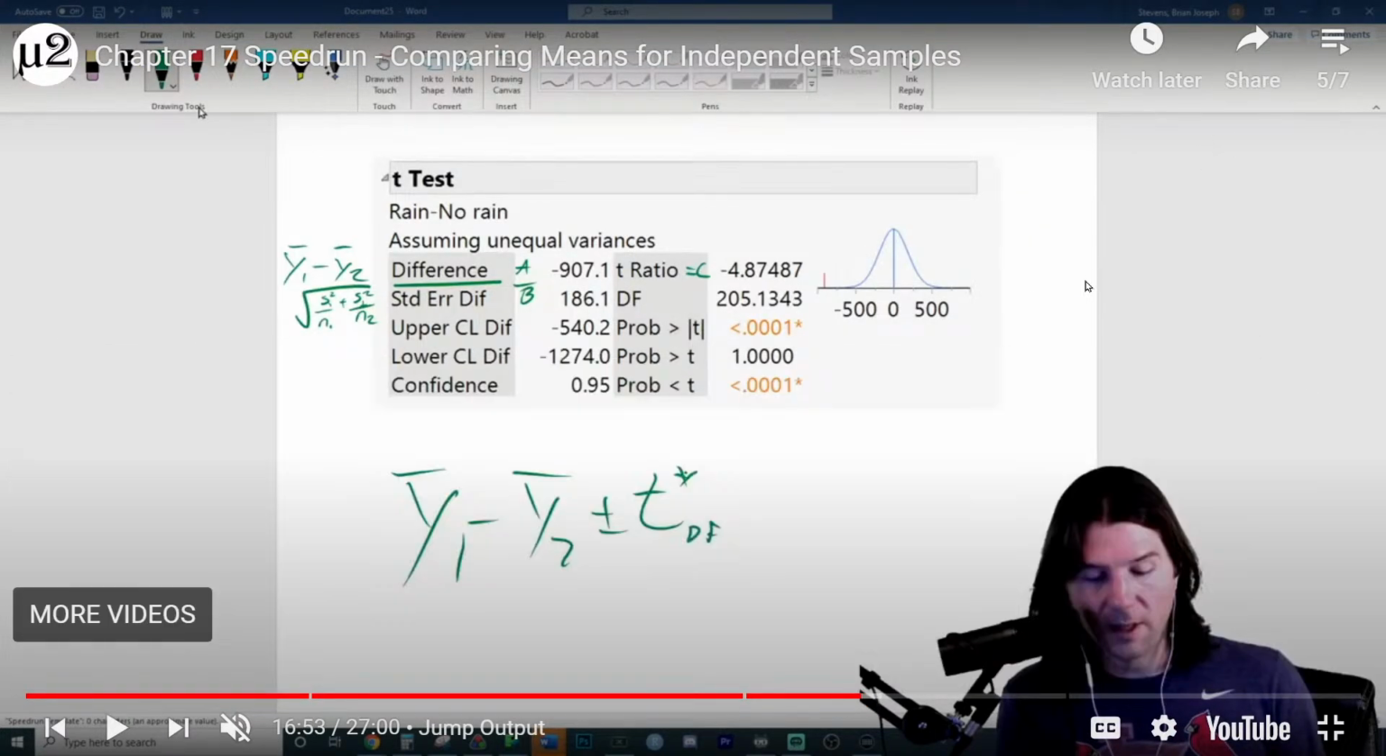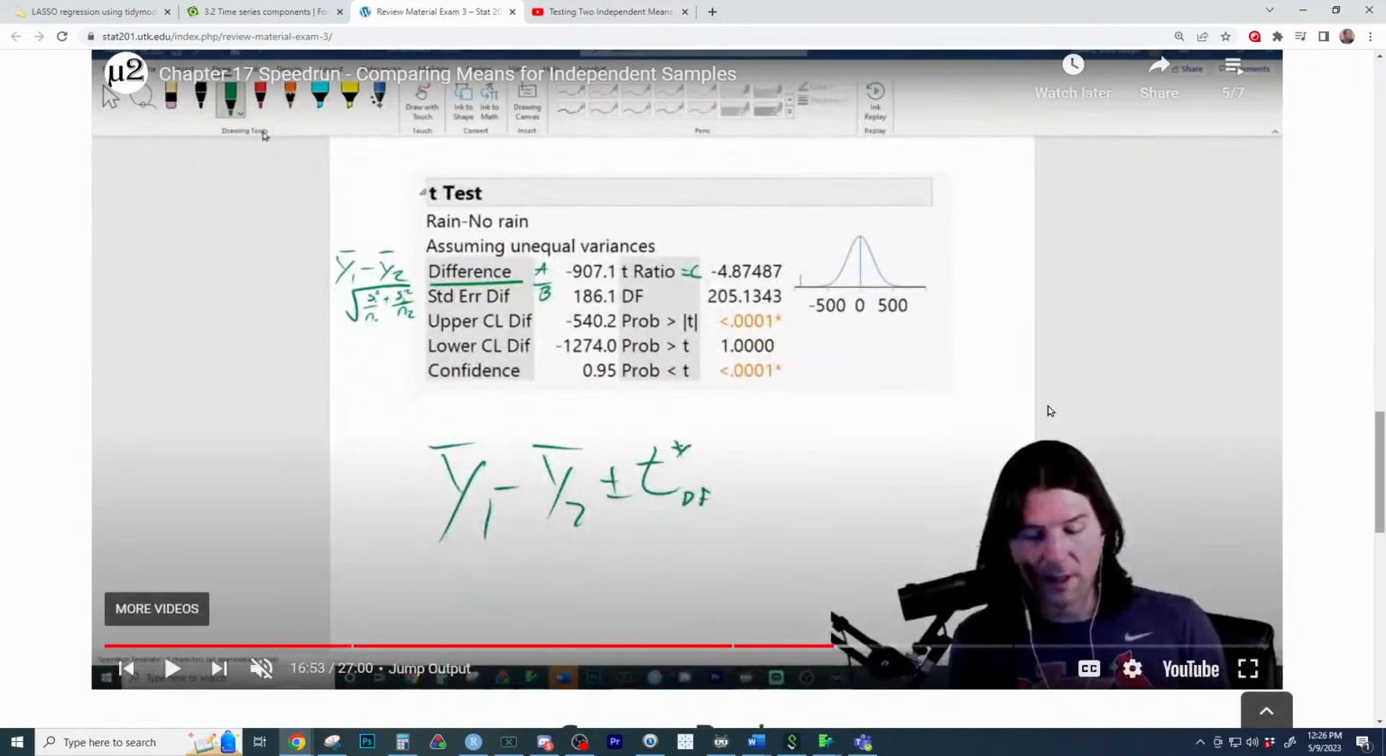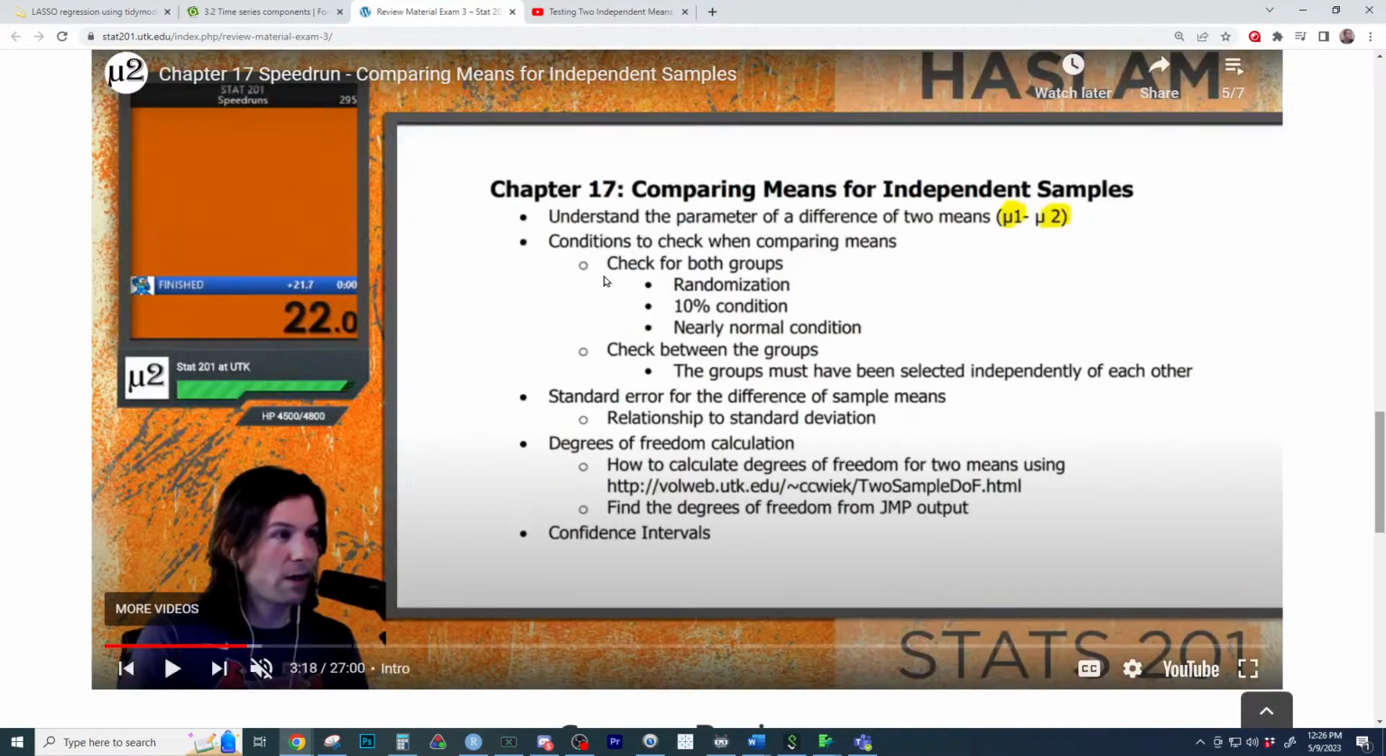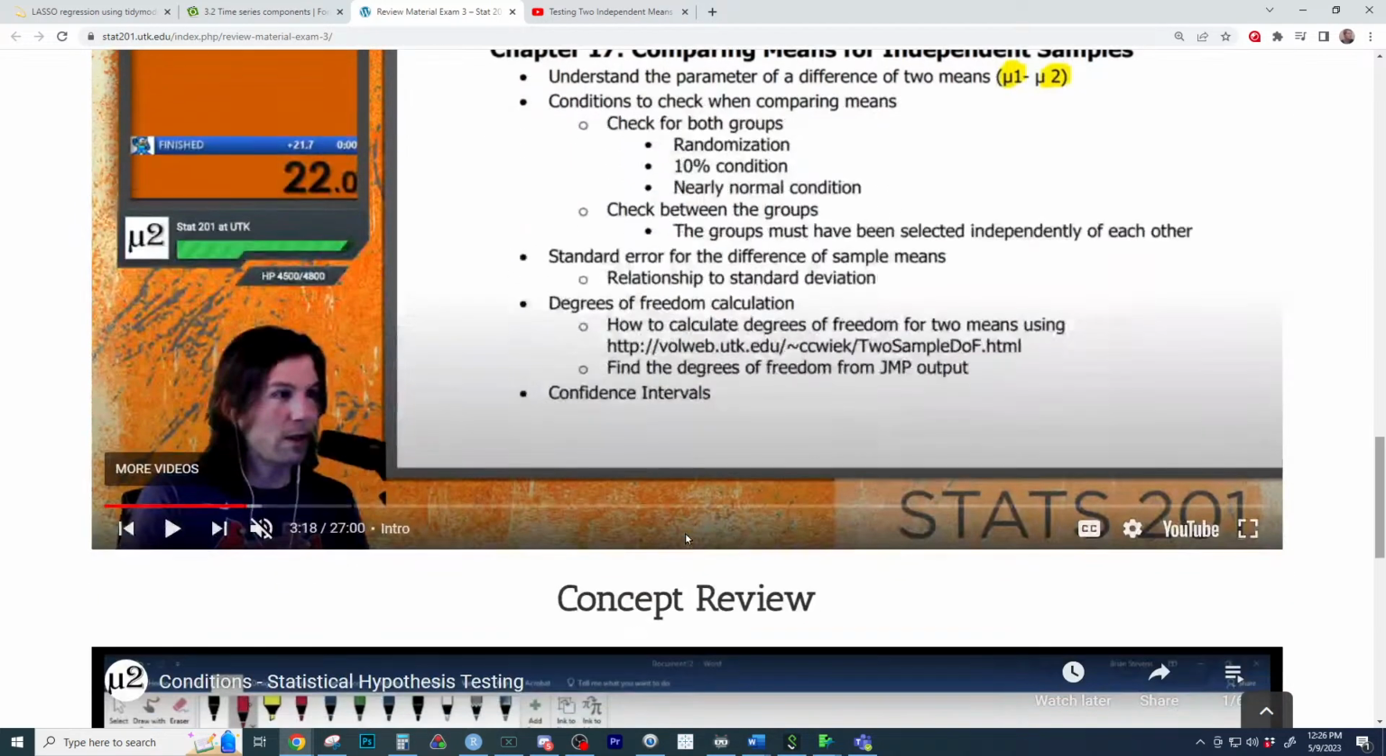The speedrun videos are going to help you out, but take notes. You should know every one of these topics right here. You should know every one of these topics.